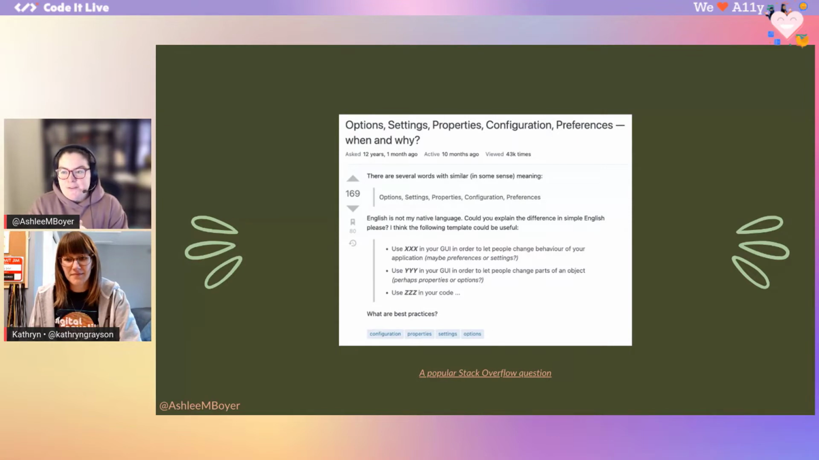And the poster says there are several words with similar, in some sense, meaning: options, settings, properties, configuration, preferences. They go on to say that English is not their native language, and they ask if the answer can be explained in simple English, and they provide a template for answers, which is really nice. And they're asking for an answer in a way that they understand. So if anyone's ever wondering about how to ask questions, this is a great question formatted. It's not just like, help, I don't know what to do. They are actually asking for answers in a certain way, which is really nice. And they also ask for best practices.